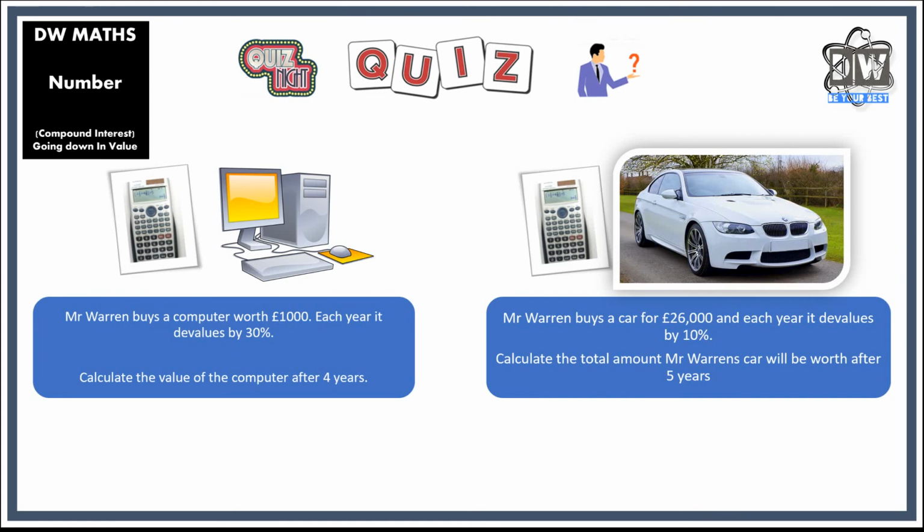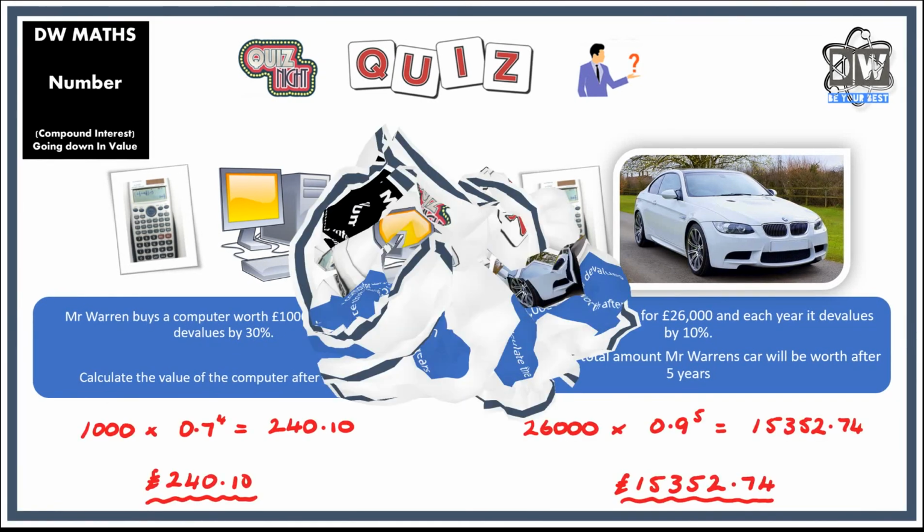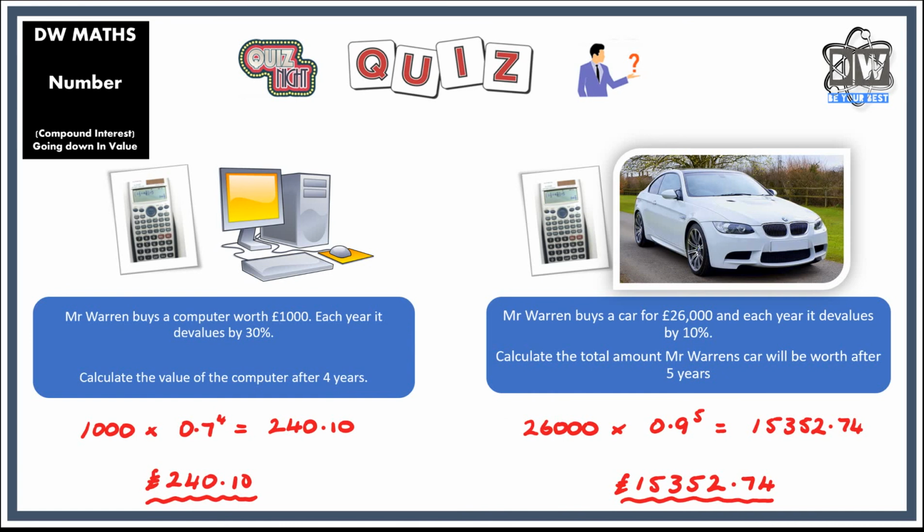Time to go over the answers, everyone. And there we go. Mr. Warren buys a computer worth £1,000. Each year it devalues by 30%. So we can see here we've got £1,000 timesing by 100%, take away 30% gives me 70%, so 0.7. To the power of 4 gives me £240 and 10p. Put that underneath.